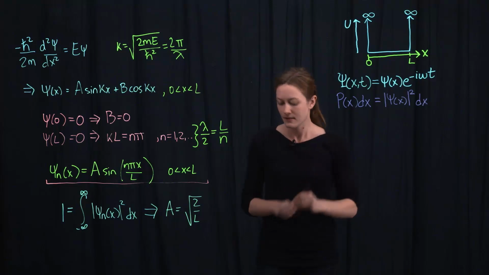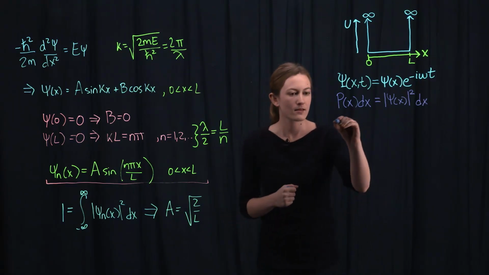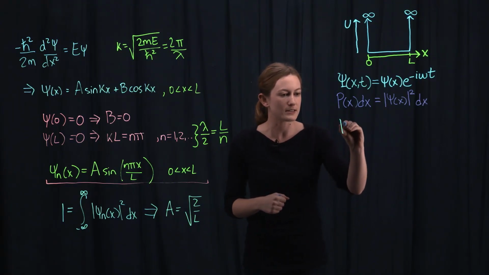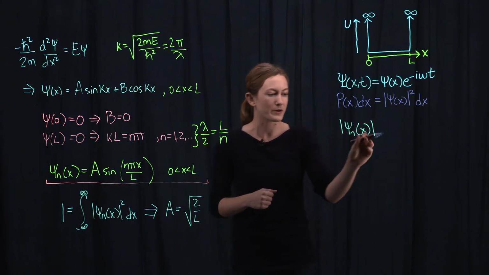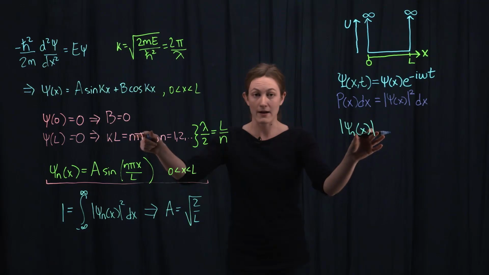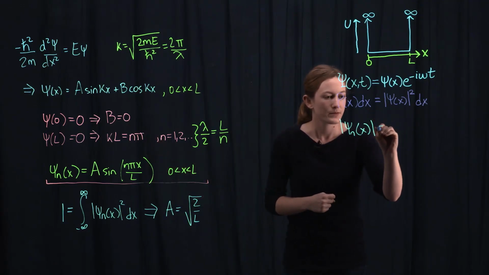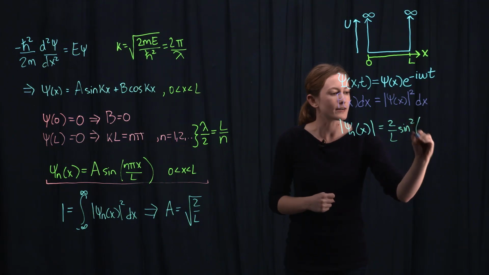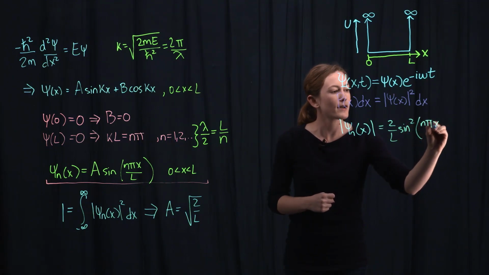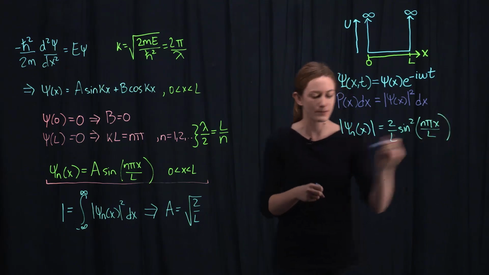Okay, good. So let's write our answer for the probability density. We found that psi n of x, for the state with wave number n pi over L, the probability density equals 2 over L sine squared n pi x over L for the particle in the box.